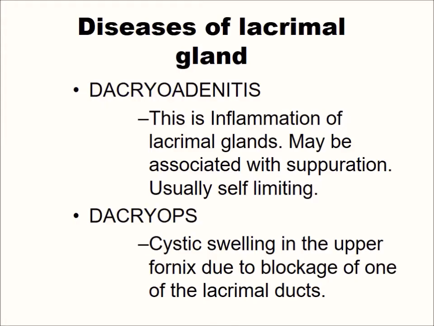Now coming to the diseases of the lacrimal gland. Any inflammation in the lacrimal gland is called dacryoadenitis. This is an inflammation of the lacrimal gland which may be associated with suppuration. Usually this is self-limiting. Dacryops is a condition in which there is a cystic swelling in the upper fornix due to blockage of one of the lacrimal ducts.